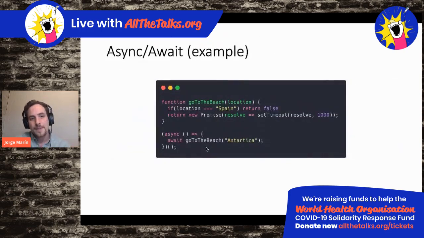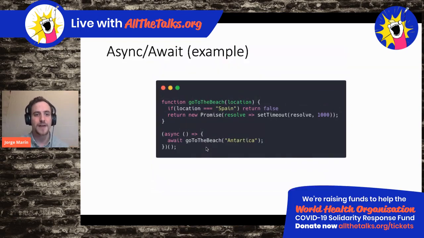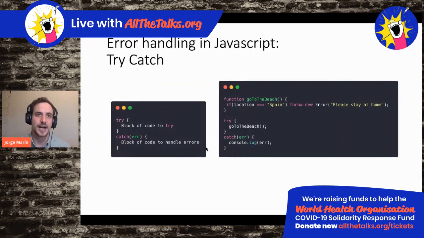Now, looking at this code, it's not that easy to catch the error. In the promises, we have this dot catch, which will catch the error or the failure thrown by the promise. In this code, now we have a single line, an expression that is await go to the beach. So it doesn't have any dot then or any dot catch. How do we do that? Well, now is when the try catch expression or try catch block comes into action.